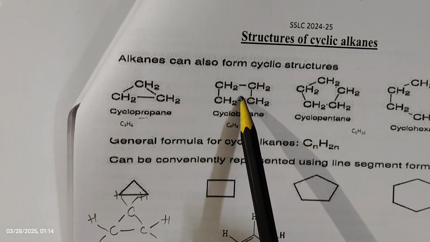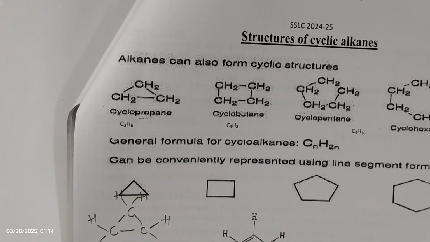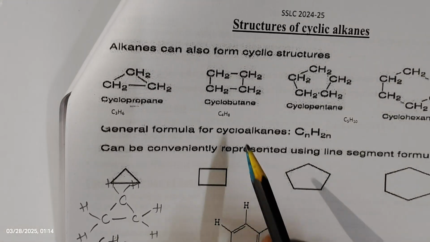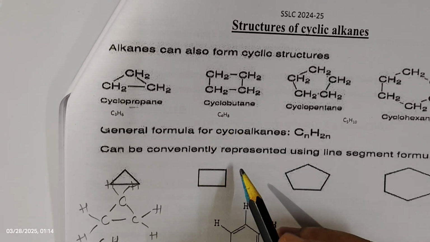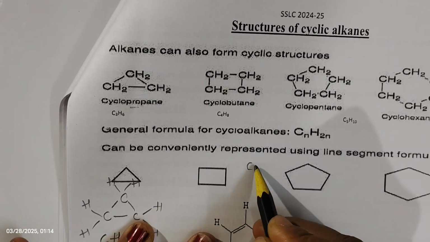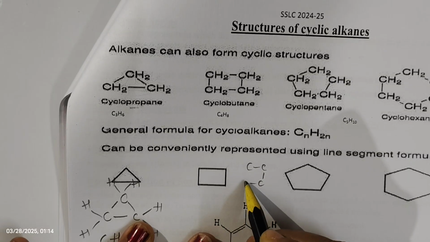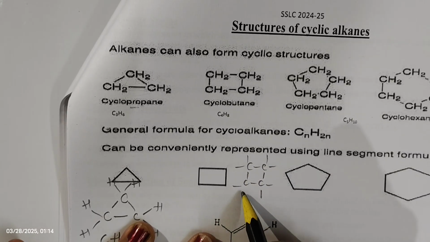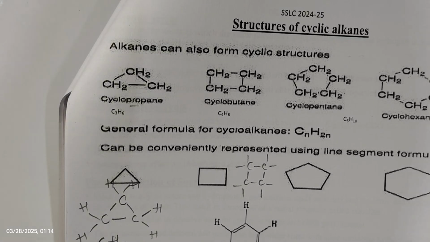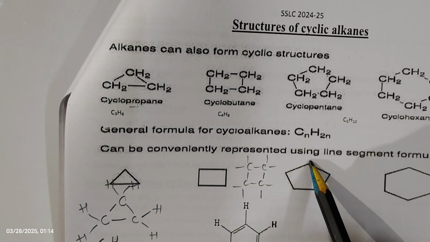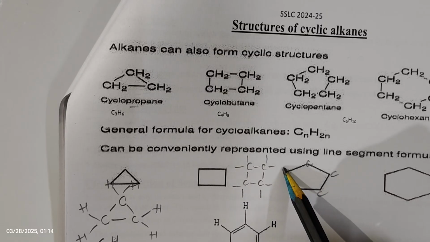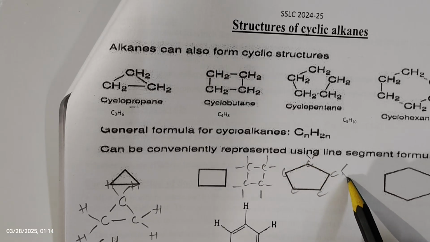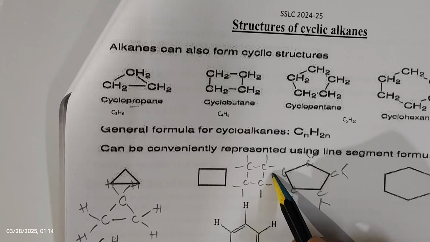Cyclopropane is C3H6. Next, cyclobutane, it is in rectangle shape. 4 carbon atoms like this in a cyclic arrangement, followed by 8 hydrogens, C4H8. This is cyclobutane. Cyclopentane, again 5 carbon atoms in a pentagonal shape, followed by 10 hydrogens like this.